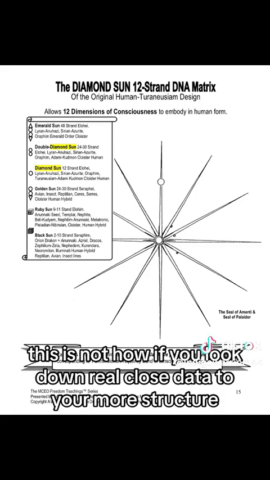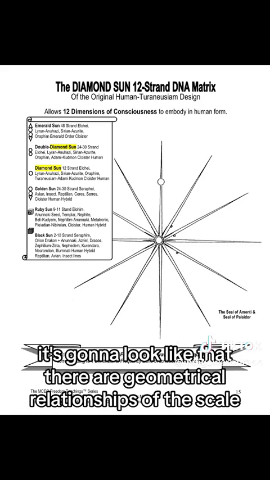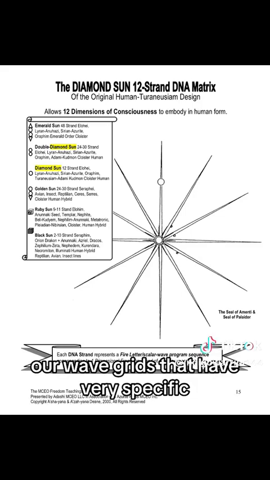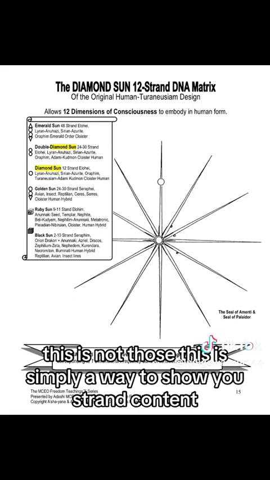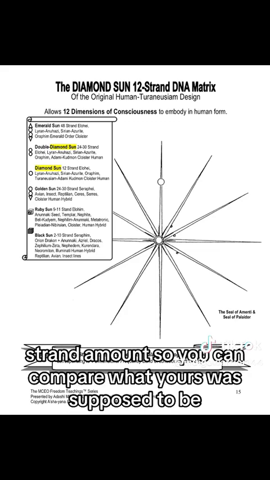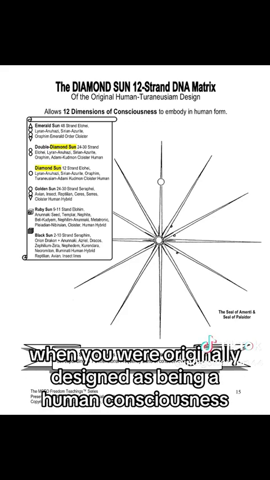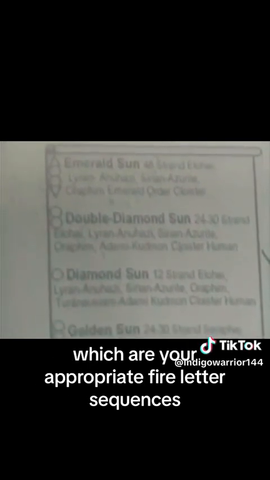So this is a diagram. This is not how it's going to look if you look real close down into your morph structure. There are geometrical relationships of these scalar wave grids that have very specific geomancies, or angles of interrelationship. This is not those. This is simply a way to show you strand content and strand amount, so you can compare what yours was supposed to be when you were originally designed as a human consciousness, what it is now, and what it needs to grow back into being, so you can reclaim your ascension codes, which are your appropriate fire letter sequences that correspond directly to the dimensional bands.